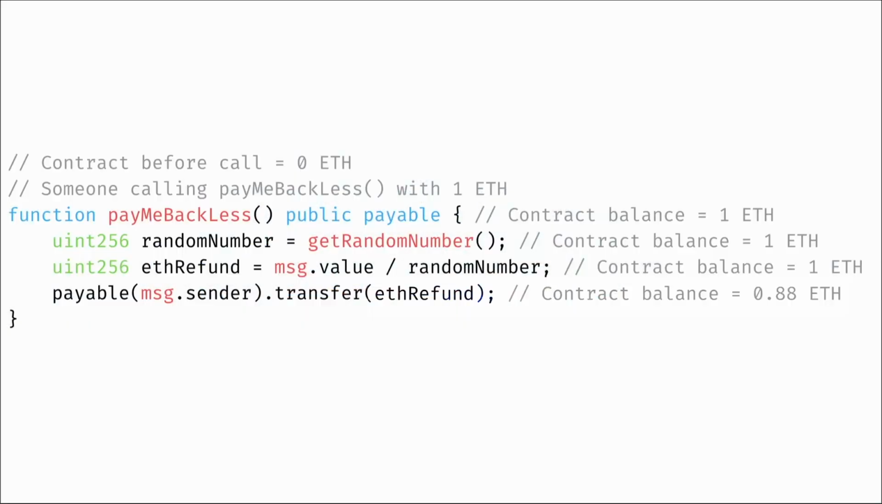So let's assume before the call the contract has 0 ether balance. Now someone calls payMeBackLess with 1 ether. Immediately at the start, the 1 ether will be added as balance to the contract. Then later, when we call transfer, the 1 ether balance of the contract is used for this transfer. And since we transfer essentially the amount we sent, msg.value divided by the random number, which is 9, means we are sending back 1/9 of an ether. So about 0.88 ether is left after the function call.